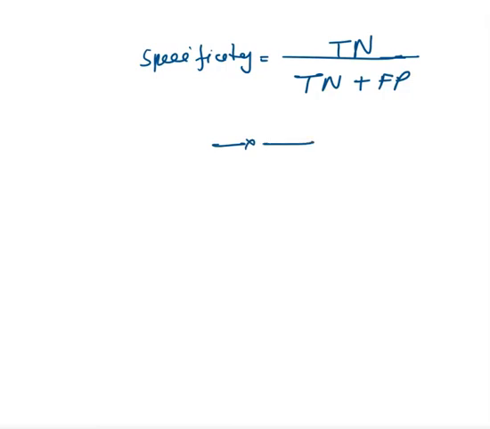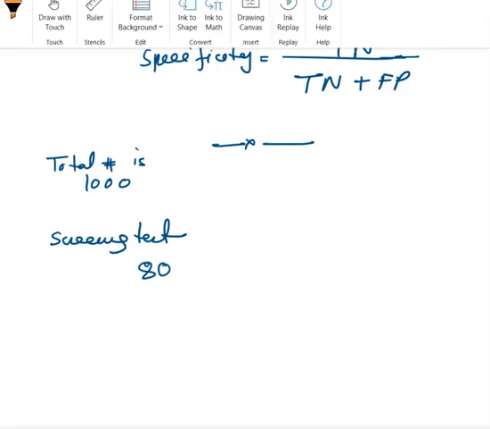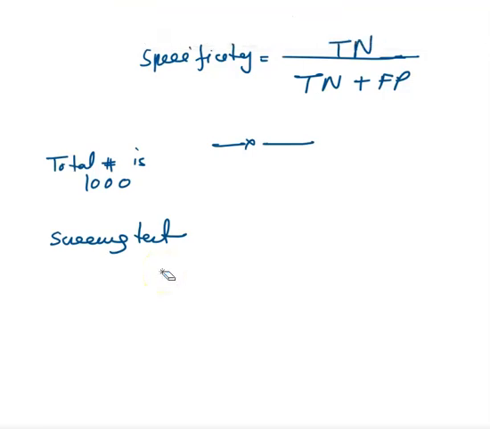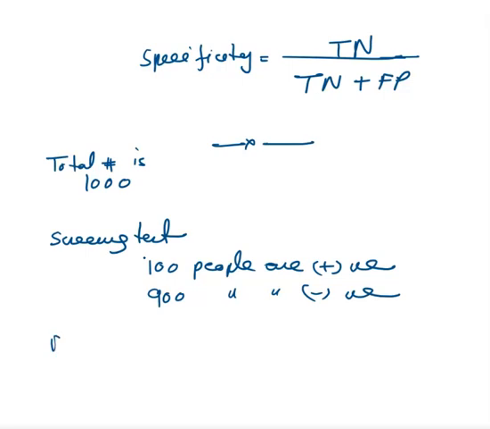Suppose we are screening a population of 1,000. Total number is 1,000. By screening test, let's say 100 people are positive, so remaining 900 people are negative. But as we know, the screening tests are not 100% sensitive. So these 100 people who are positive, we don't know for sure how many are the true positive and how many are the false positive. That is the total true positive plus false positive, right?